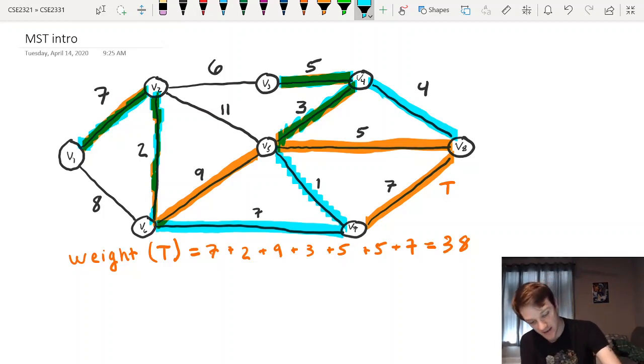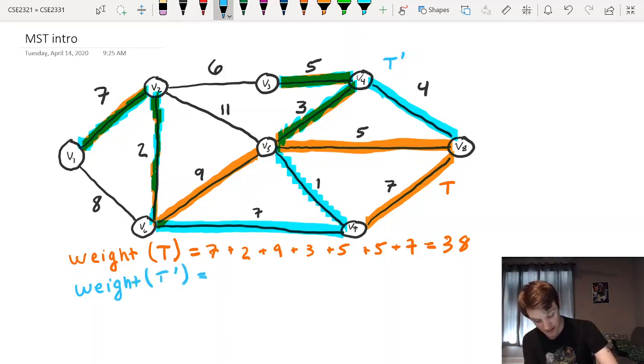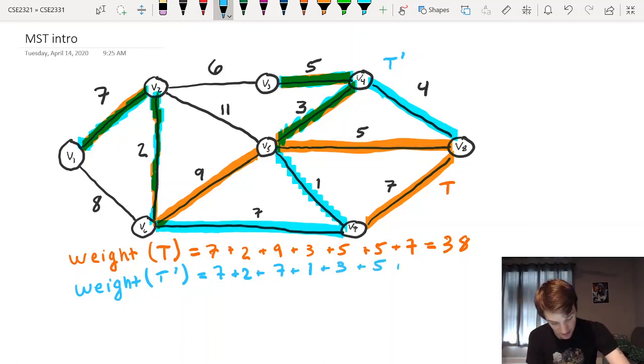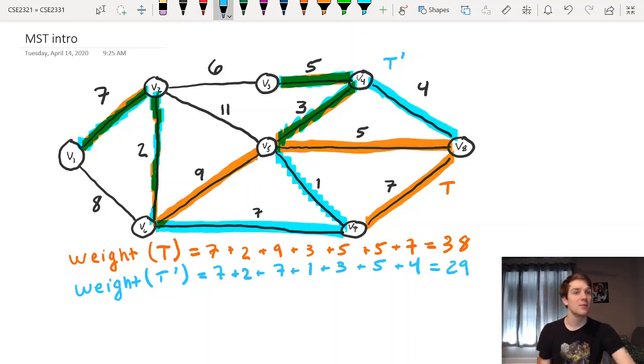Let's see what the weight of that one is. So we'll call this one T prime. The weight of T prime is 7 plus 2 plus 7 plus 1 plus 3 plus 5 plus 4. So let's check it. This is equal to, we have 9 plus 7 gives us 16, 17, 29. And again, we ask, is that the minimum? And that might be a hard question to answer.